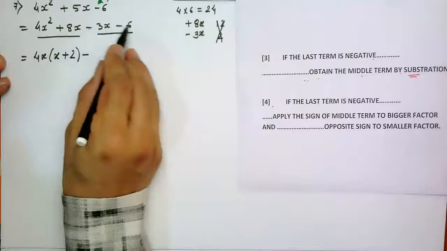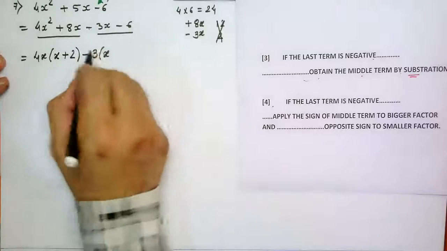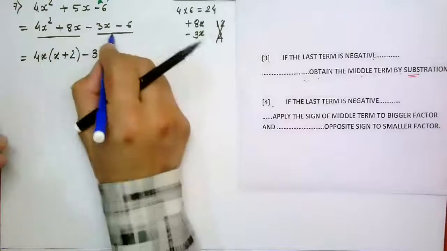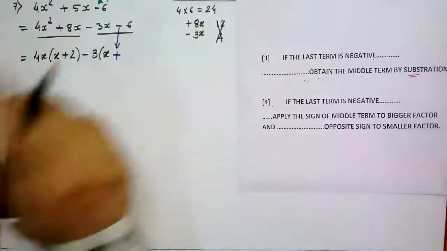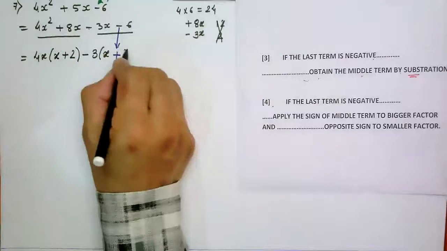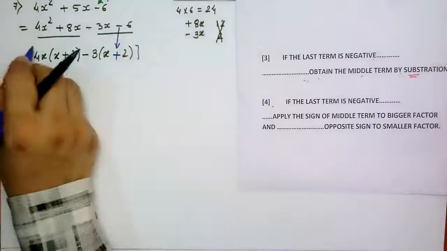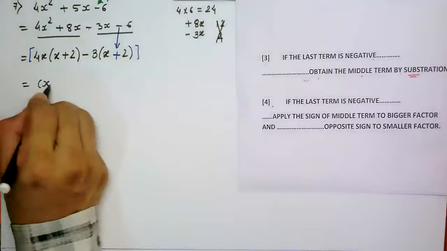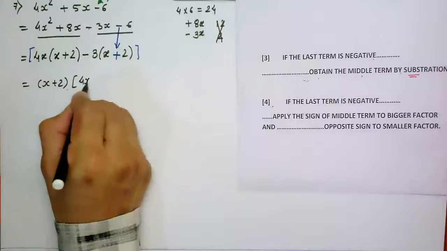Minus 3 times 2 is 6, so 3 is common. There remains x. See, again, there is a negative sign over here. So this will be changed to plus. 3 twos are 6. So from this big bracket, this x plus 2 is common. So let us take it common. So that remains 4x minus 3.